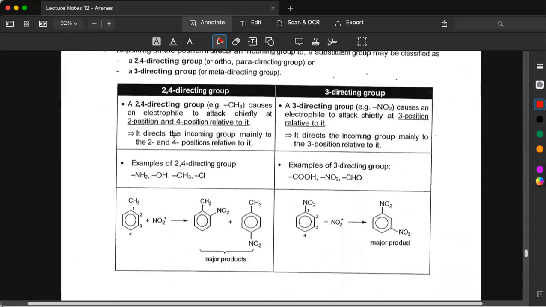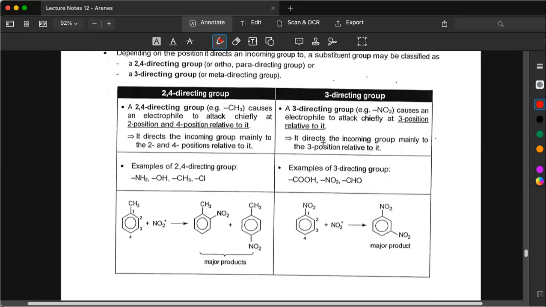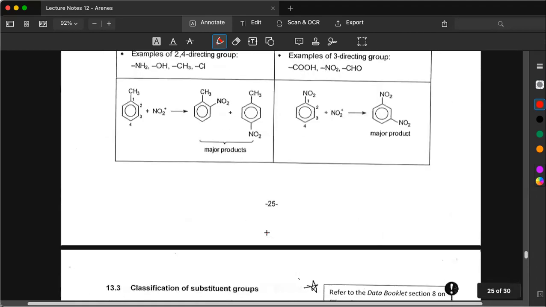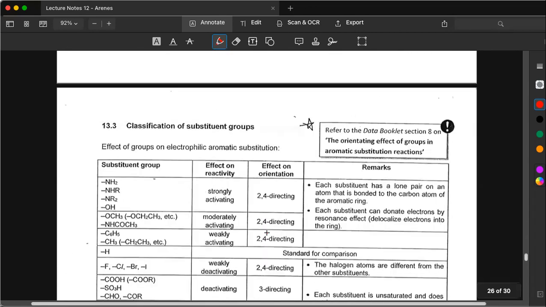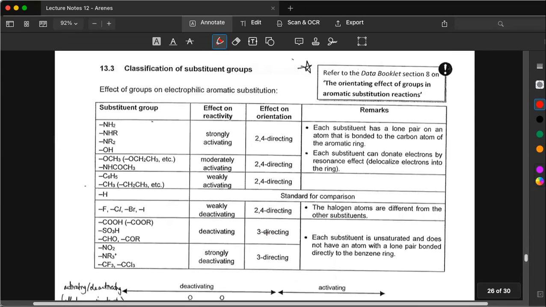For a 2,4 directing group, the electrophile attacks chiefly at the 2 and 4 positions. So it directs the incoming group to 2 and 4, like NH2, OH, CH3, and even Cl. But a 3 directing group causes an electrophile to attack chiefly at the 3 position relative to it, like NO2, COH, and CHO. You don't have to know the reason, just remember this. The data booklet will actually summarize this, so there's no need to memorize.